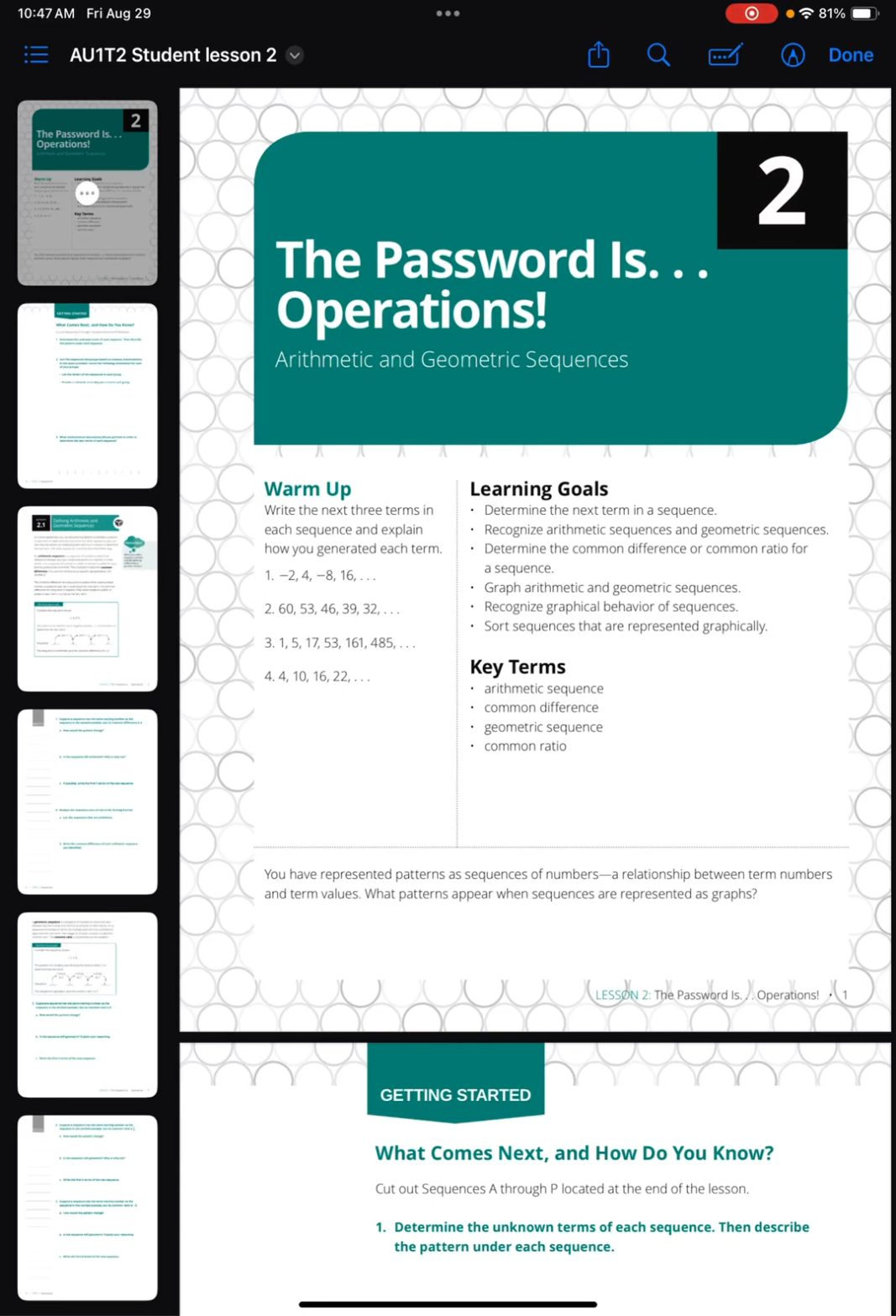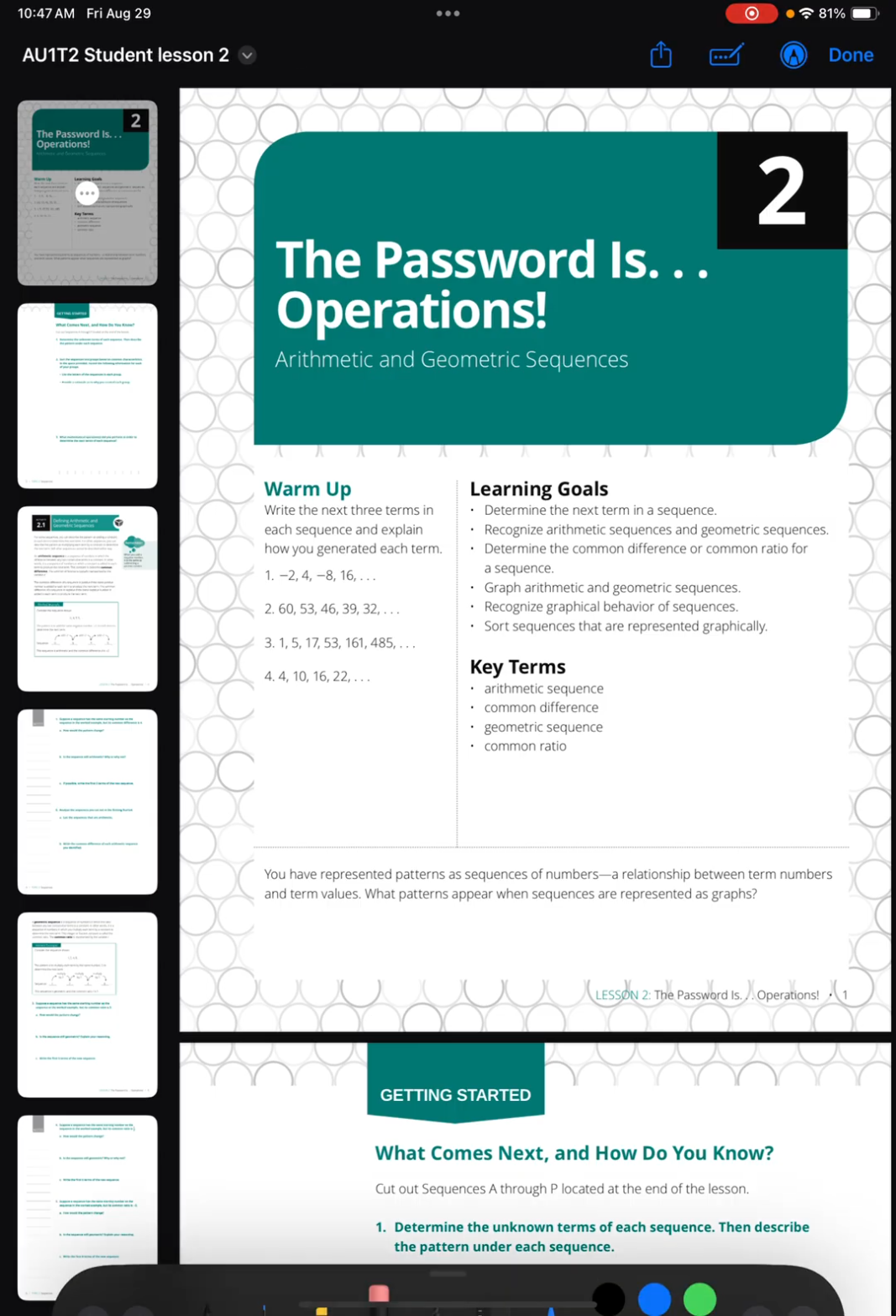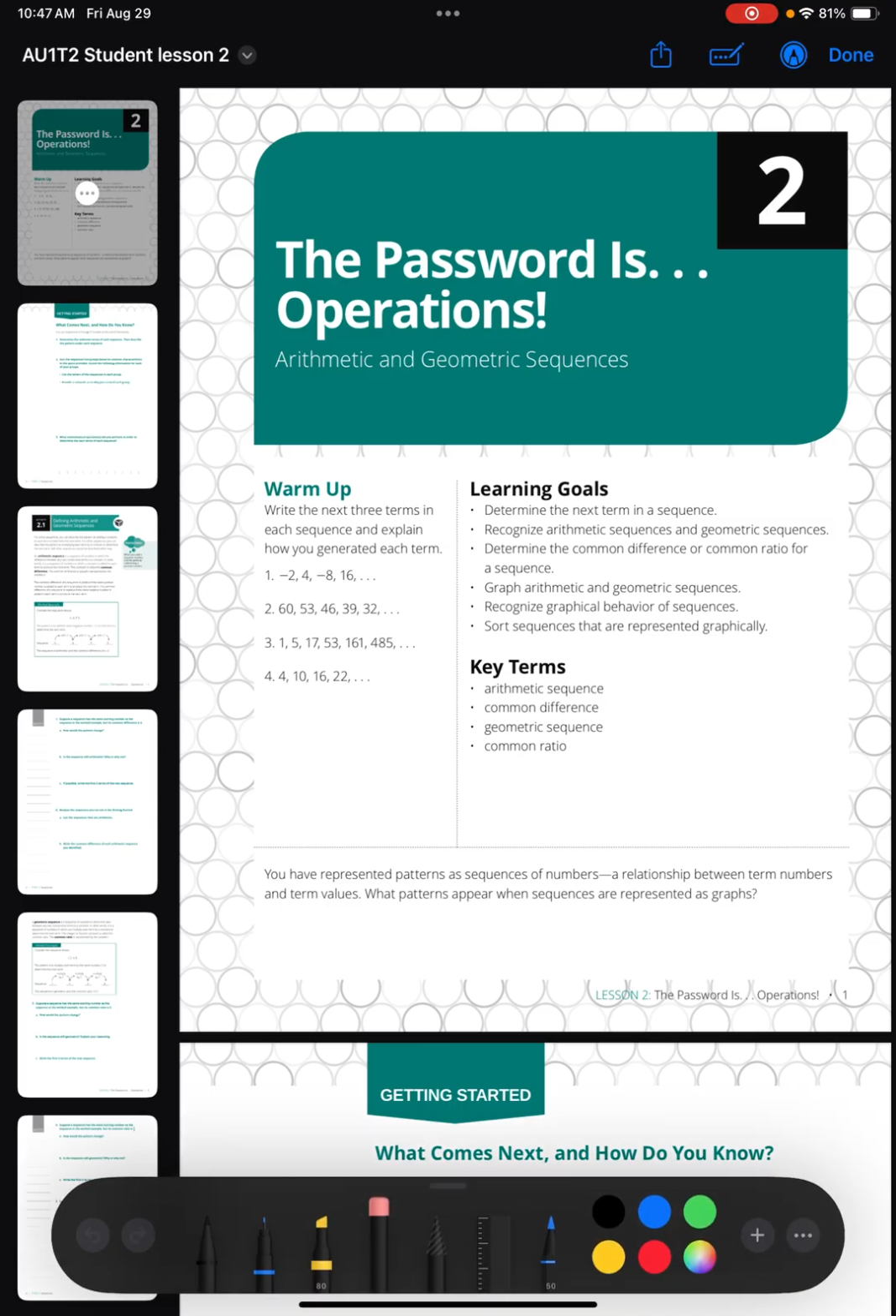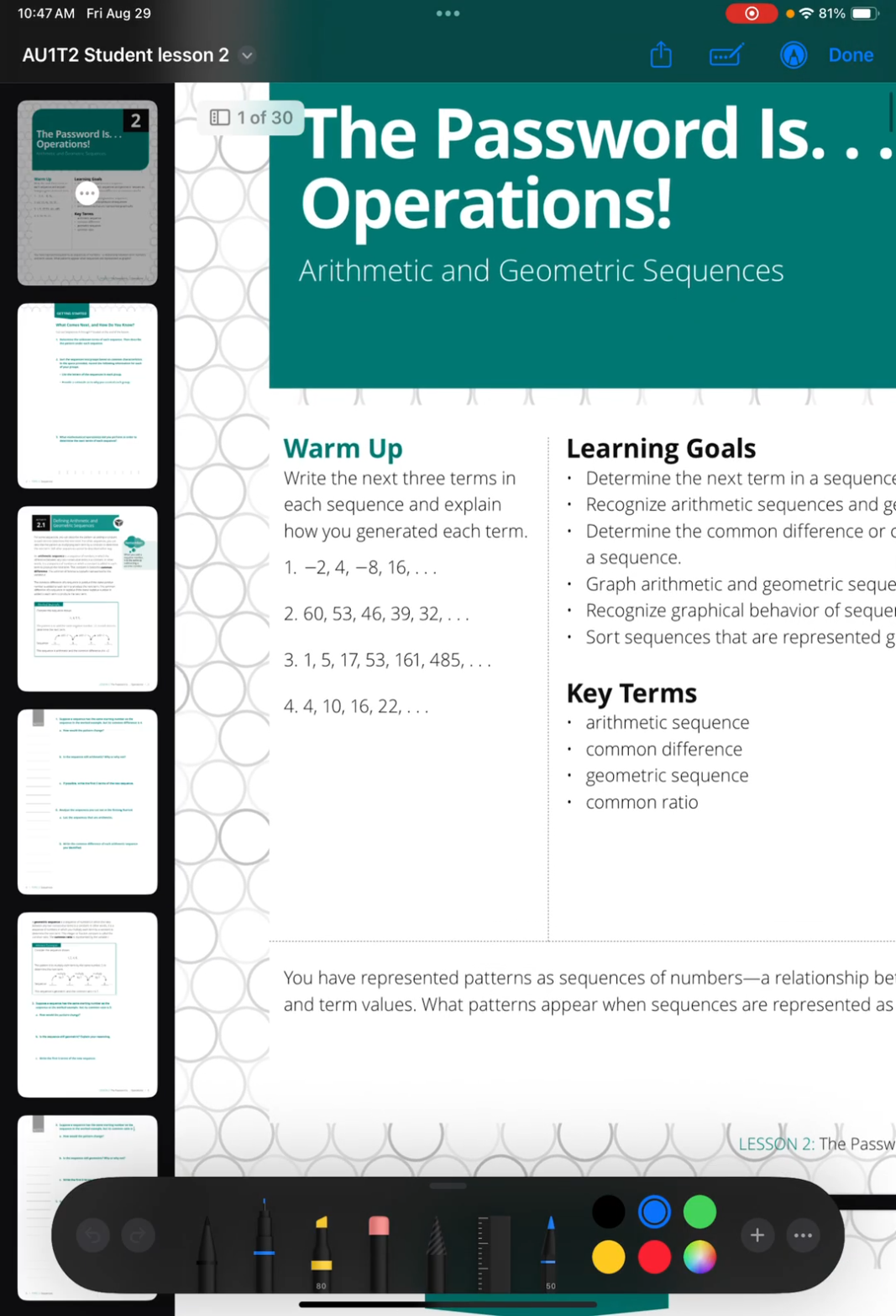All right, getting into our second lesson here in topic 2 of Unit 1, looking at arithmetic and geometric sequences. Now we can define those and determine what type of sequence we are looking at. So first in this warm-up, just looking at some prior knowledge, recognizing patterns here. Write the next 3 terms of each sequence and explain how you generated them.